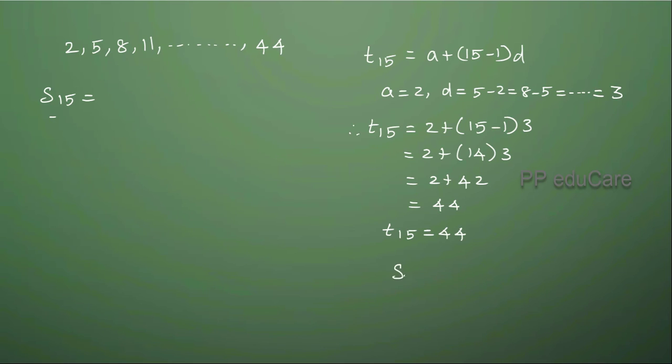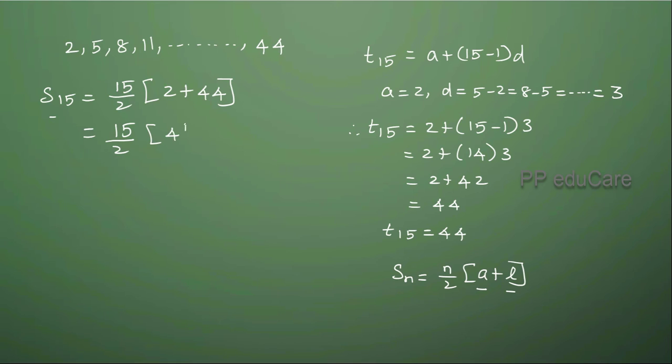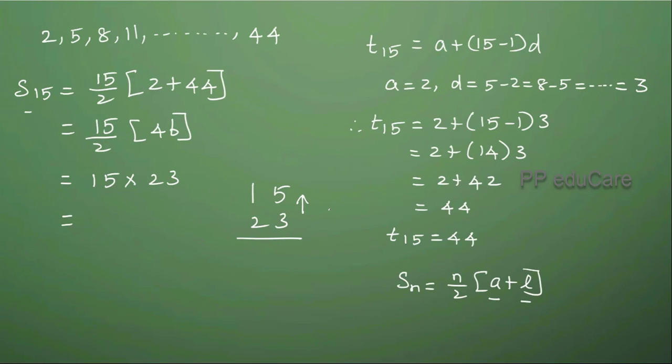We know that Sn is n by 2 into (a plus L). Here this a is the first term and L is the last term of the sequence. Here n is 15, so therefore 15 by 2, the first term is 2 and the last term is 44. That is equal to 15 by 2 into 46. That is equal to 15 into 23. Let's multiply 15 by 23. 3 times 5 is 15. Put 5 here. The remaining is 1.